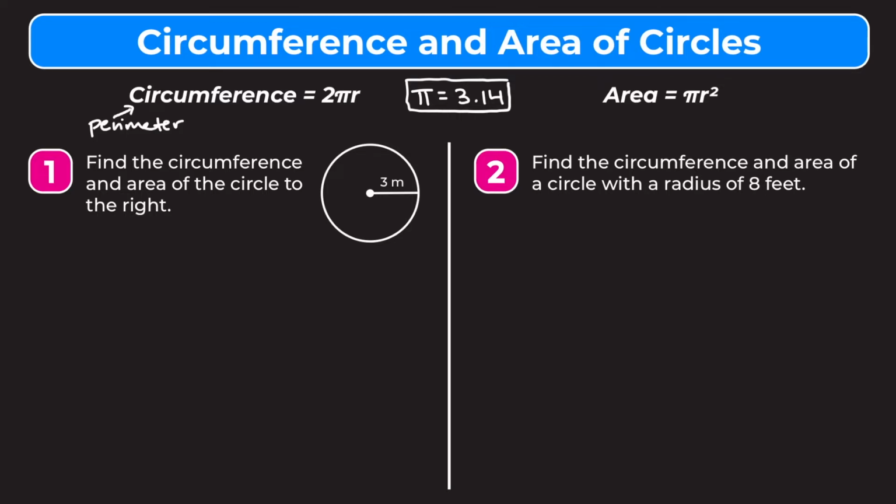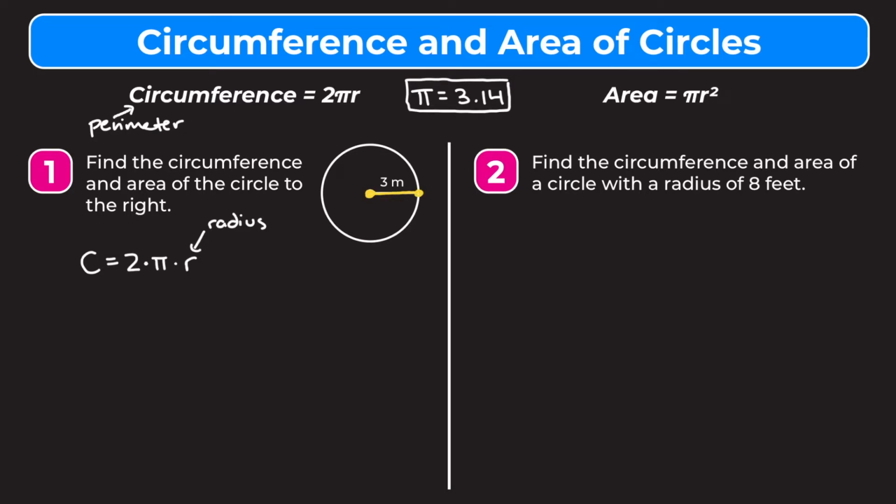So let's take a look at number 1, which says find the circumference and the area of the circle to the right. We're going to start with the circumference first. So the circumference is equal to 2 pi r, which is 2 times pi times r. And this r is just going to be our radius. And remember, the radius of a circle is just any line that goes from the center to a point on the edge of the circle.